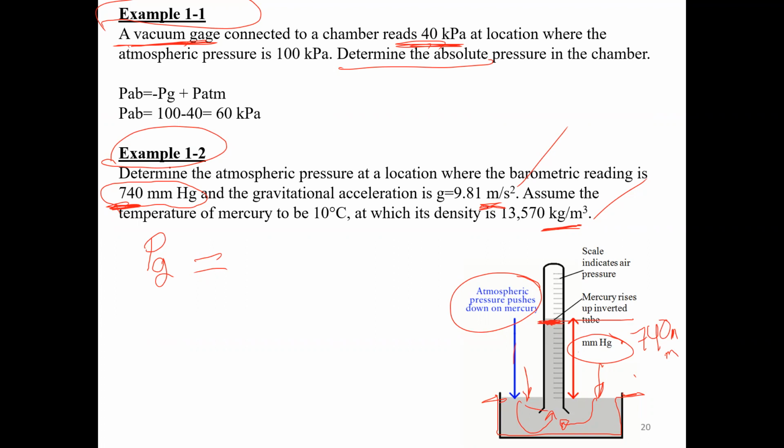Right, I understand that P gauge should equal P atmosphere because they are at equilibrium, but we don't know P atmosphere, but we can get P gauge, right? So we said P gauge is equal to rho g h, correct? And we mentioned that density is in kilogram per cubic meter, so we're going to use the same units, we'll not change it here.